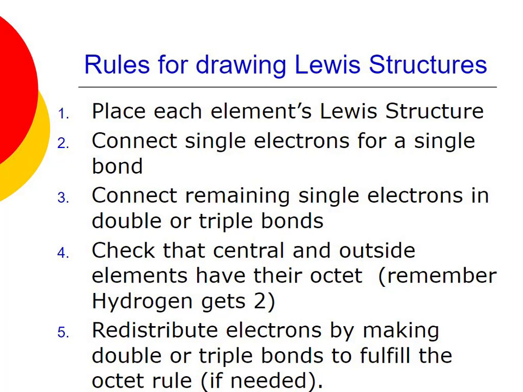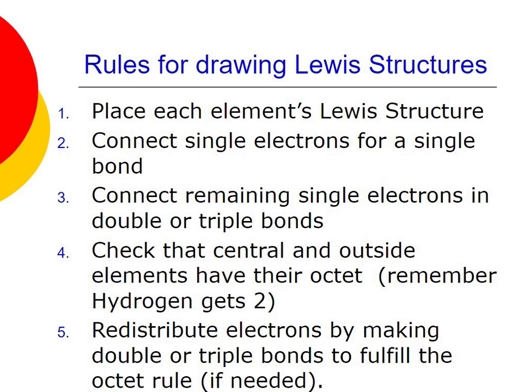So we place each element's Lewis structure, then you go on to pair up single electrons for a single bond, and then once you do, any leftover single electrons, usually that's going to be good. After that, you check the central and outside elements to see if they have their octet. Okay? If they've got their octet, then everything's golden.